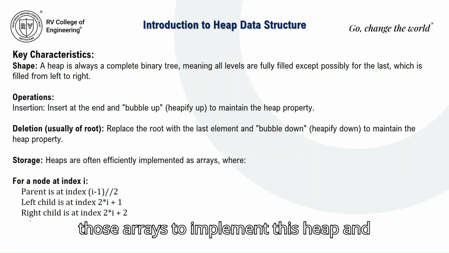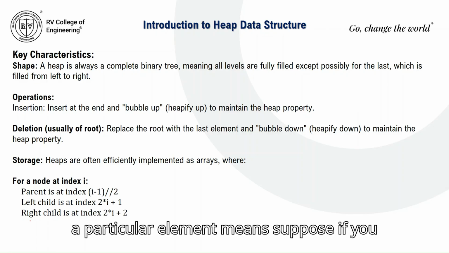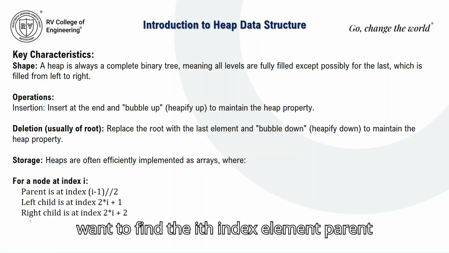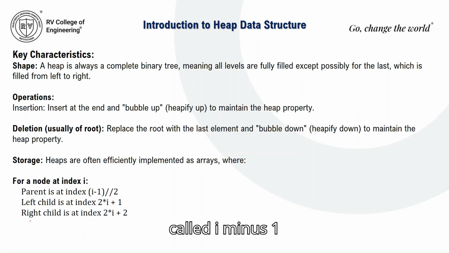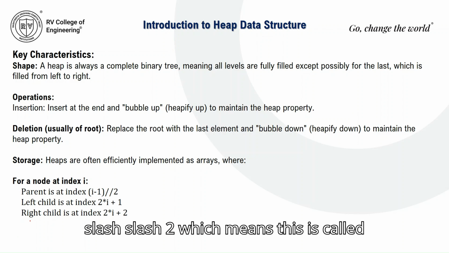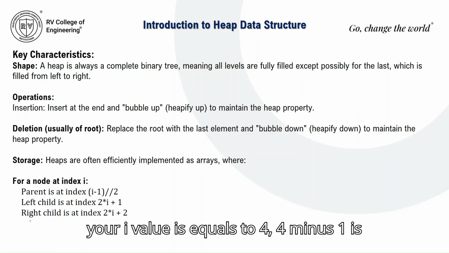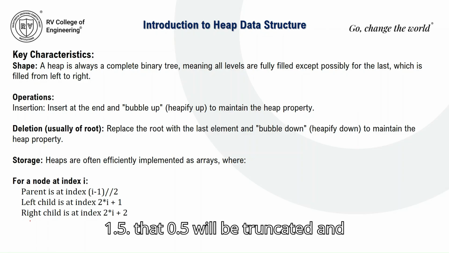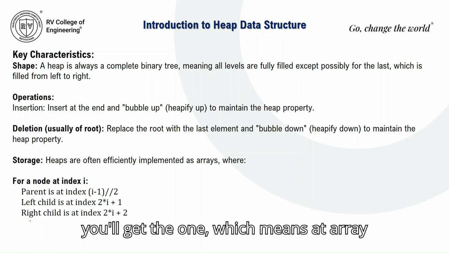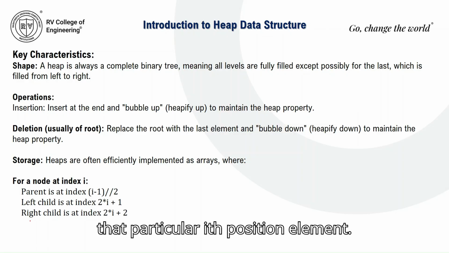And if you want to find the index of a particular element, suppose you want to find the parent node of the ith index element, for that we have a formula called (i minus 1) // 2, which is called a floor division operation. Suppose your i value is equal to 4, 4 minus 1 is 3, 3 divided by 2 means you will get 1.5. That 0.5 will be truncated and you will get 1, which means at array index 1 you are going to find the parent of that particular ith position element.